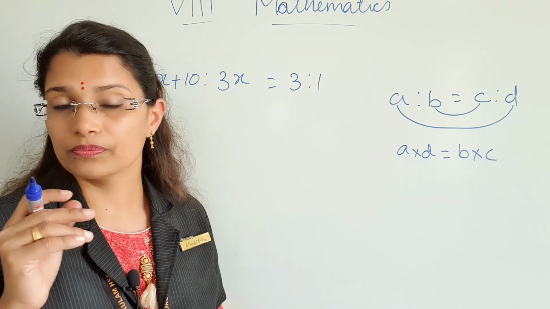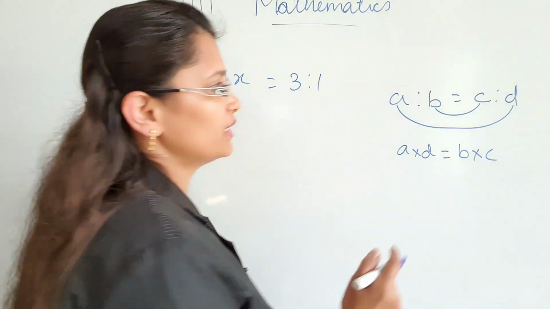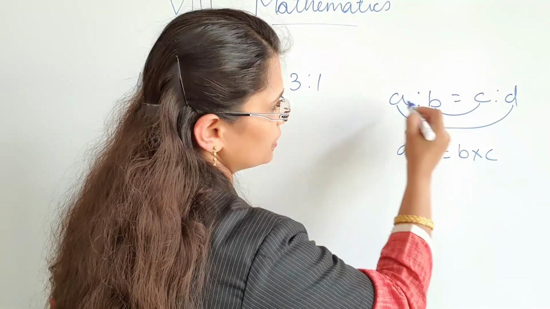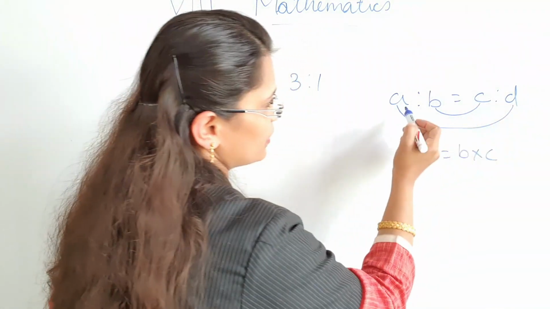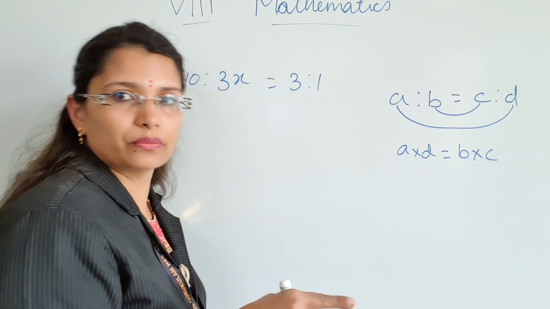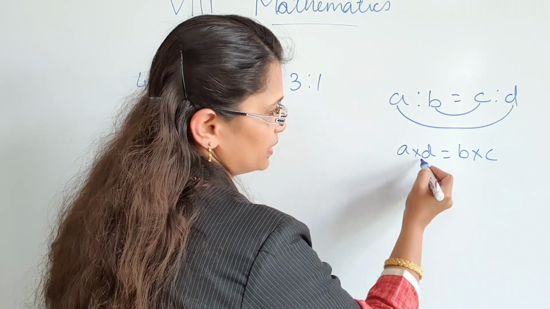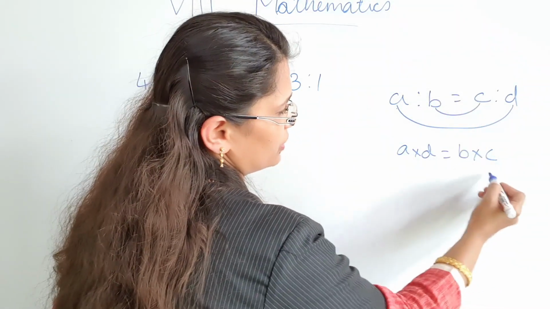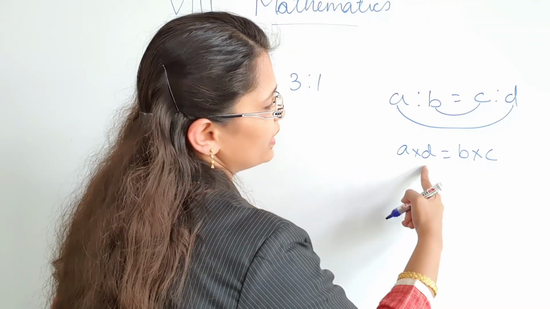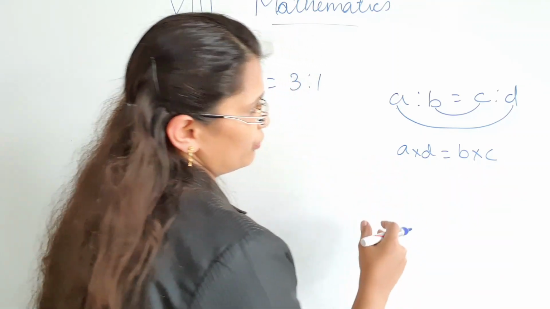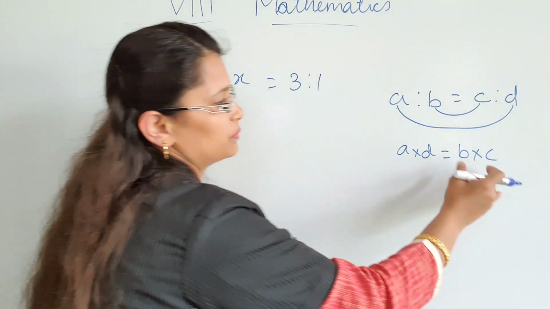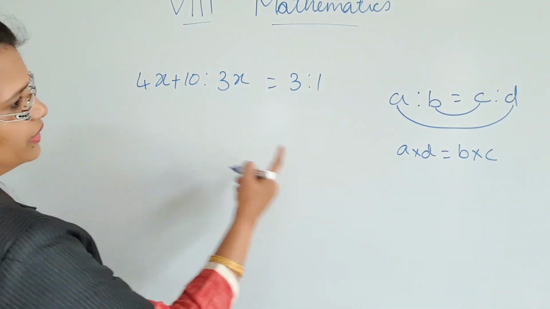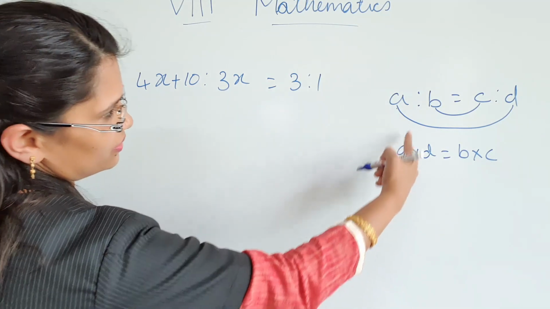Where can we use this? For comparing two ratios, right. A is to B is equal to C is to D, that means A into D is equal to B into C. These two, left side and right side, are the extremes, and these are the middle ones. Product of extremes is equal to product of means. So, here which is A and D, you must write A into D is equal to B into C.